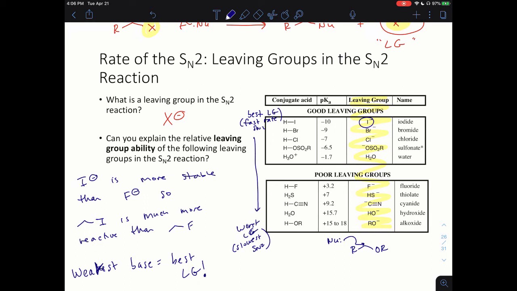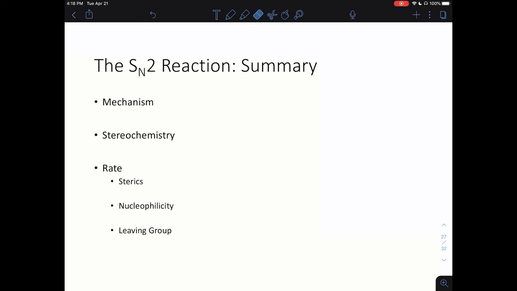And that's why we have conjugate acid data here. If you look at the conjugate acids of each of the leaving groups, obviously the one with the lowest pKa is the strongest acid and the weakest conjugate base. All that's left to do is summarize. So I strongly suggest that you pause and do that yourself before listening to my summary.